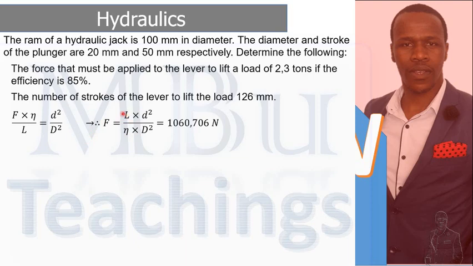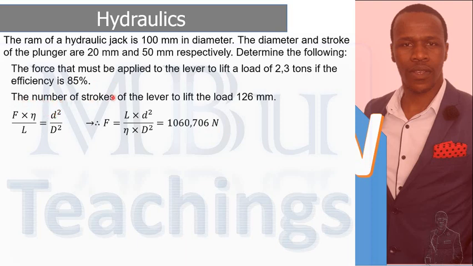F equals 2300 times 9.8 times 20 squared, divided by 0.85 times 100 squared. So the answer is this one. Then we are done with the first question. We've answered it successfully. Let's move to the next question.